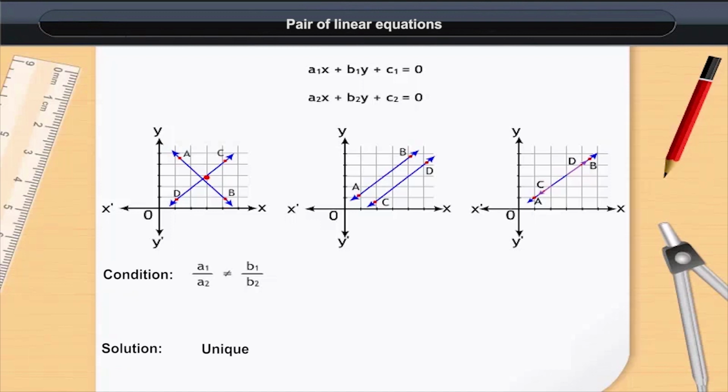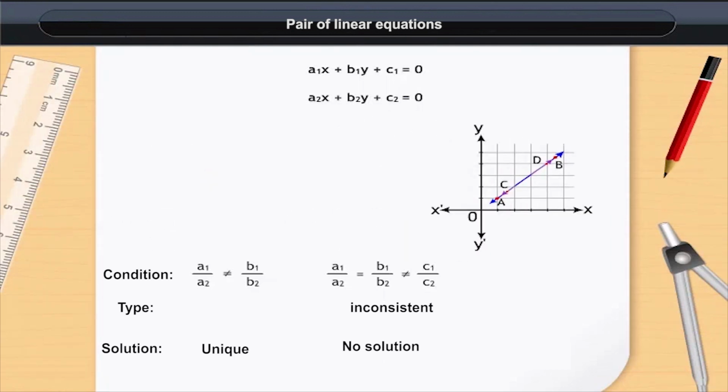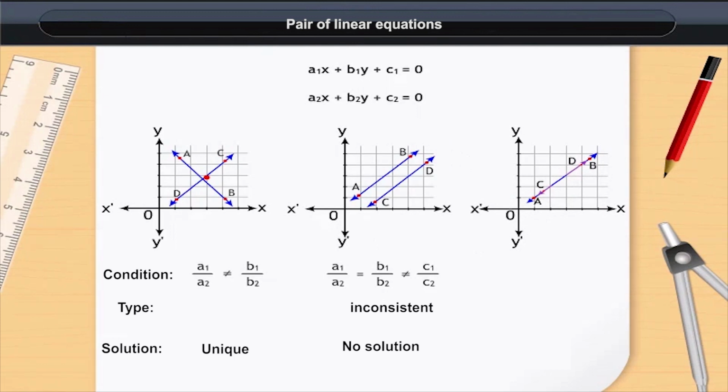Now, let's look at the second case when two lines are parallel. When two lines are parallel, can you think of any point that lies on both the lines? No. That means there is no point that satisfies both the equations. So, this pair of linear equations has no solution and we call it inconsistent, and the condition is a1/a2 = b1/b2 not equal to c1/c2.